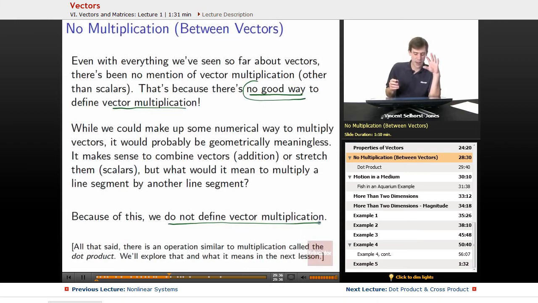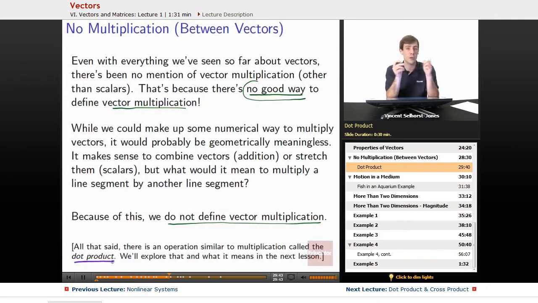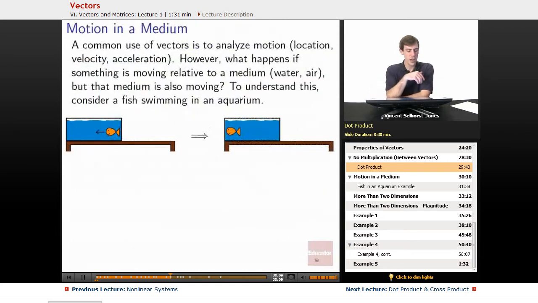Now, all that said, there is an operation similar to multiplication called the dot product. That's different though, because it will take two vectors and multiply them together, although it won't really multiply them together. It'll take two vectors, and this vector dot this other vector will give us a scalar, a single real number. So don't worry about that too much now. We're not going to talk about it in this lesson, but we will explore it in the next lesson. So we will see it soon. But for right now, there's just no way to multiply vectors, and even later on, once you see something kind of close to it, you'll still see that it's very different from actually multiplying vectors and getting a new vector out of it.